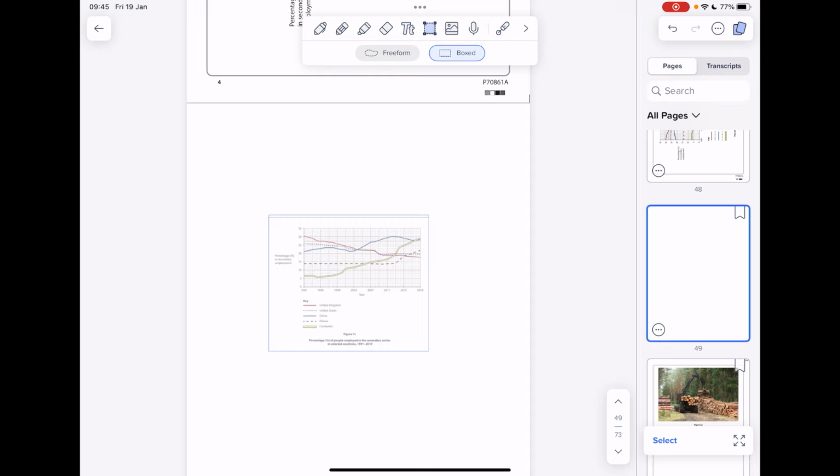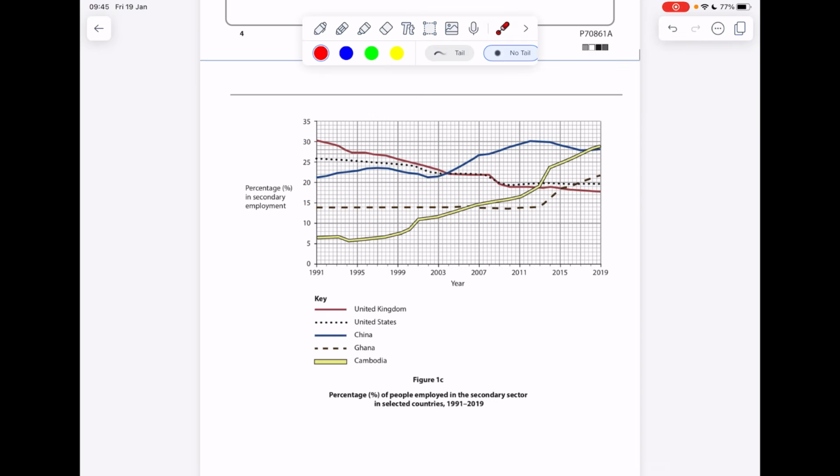Wow, I'm so techie. So really we're comparing developed countries, the United Kingdom and United States. It's quite interesting to compare those to the developing countries of Ghana and Cambodia, because if we look at the lines, we can see that for those developed countries, we see a steady decline in the percentage of people employed in the secondary sector, as opposed to somewhere like Cambodia, this yellow line, which shows a steady rise in secondary sector employment. And then China's going to be different.